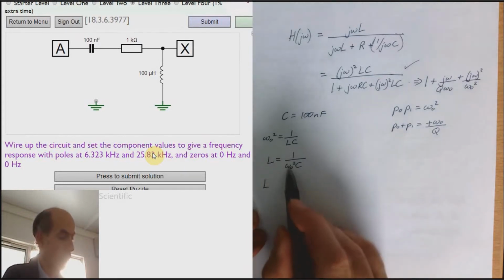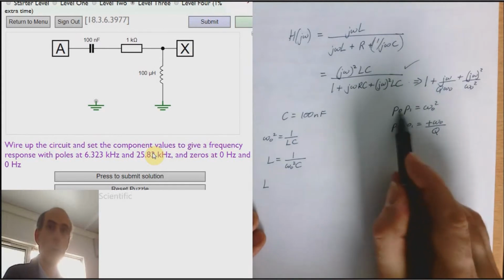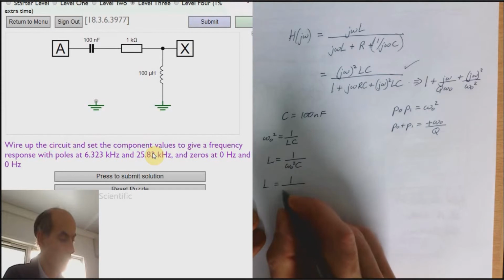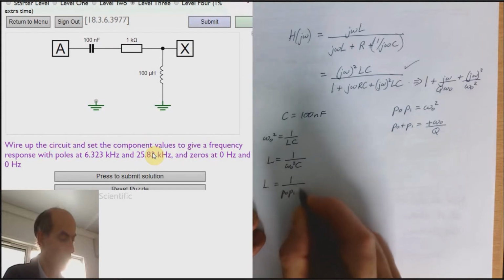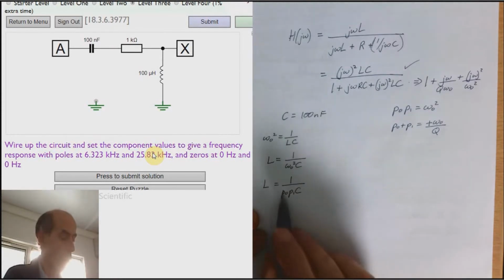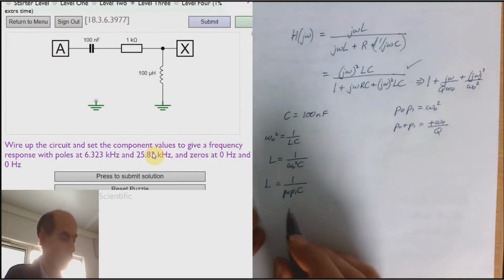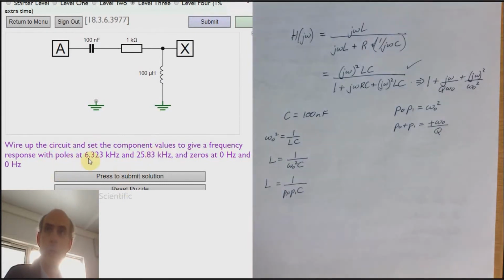But we know that omega naught squared is the product of the two pole break frequencies, so that is 1 over P0 P1 times C. And we know all of these things. Only point to be careful of is that these P0s here are angular frequencies in radians per second, and we are given the pole break frequencies in hertz. So we need to put in that factor of 2 pi to convert between hertz and radians per second.